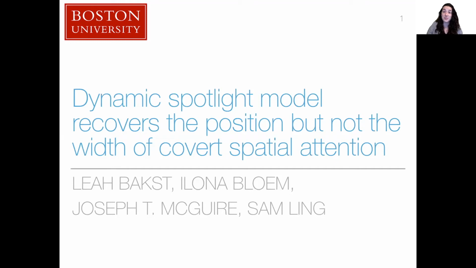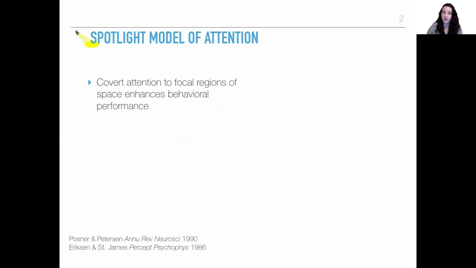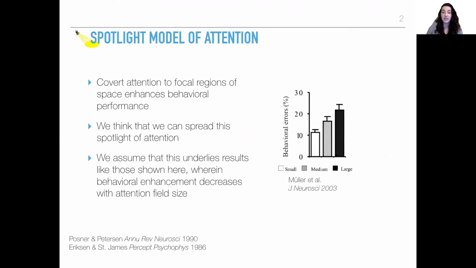It is a pleasure to get to present some recent work on recovering the position and width of the covert attentional window. It has long been known that focal spatial attention can enhance behavioral responses. We have a general intuition that we can spread this so-called spotlight of attention over regions of space of varying sizes. Spreading the attentional spotlight would predict results like those shown here, wherein behavioral enhancement decreases with attention field size.